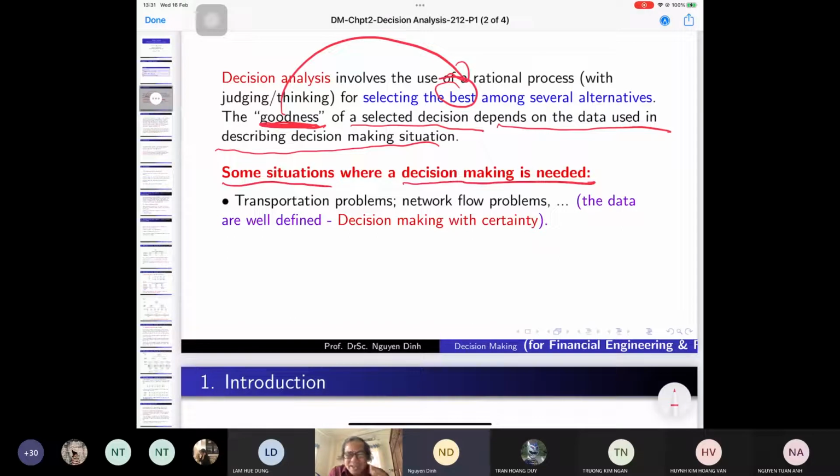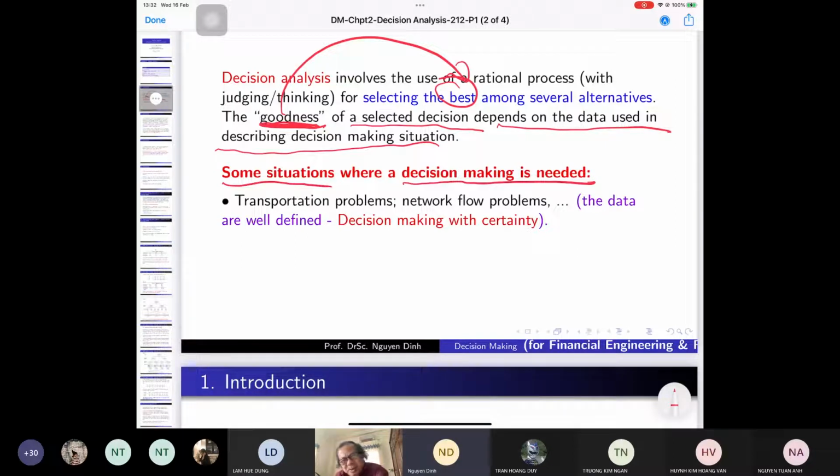It's not the best in the sense of best in optimization. You can come to Ho Chi Minh City this week or next week, but somebody can come last week or something like this. You need to make a decision, but that decision will be best for you.